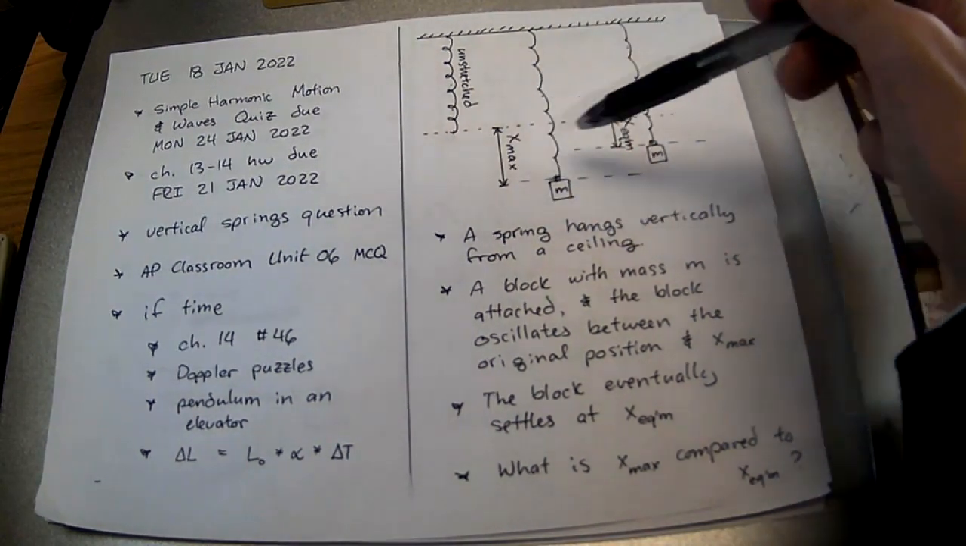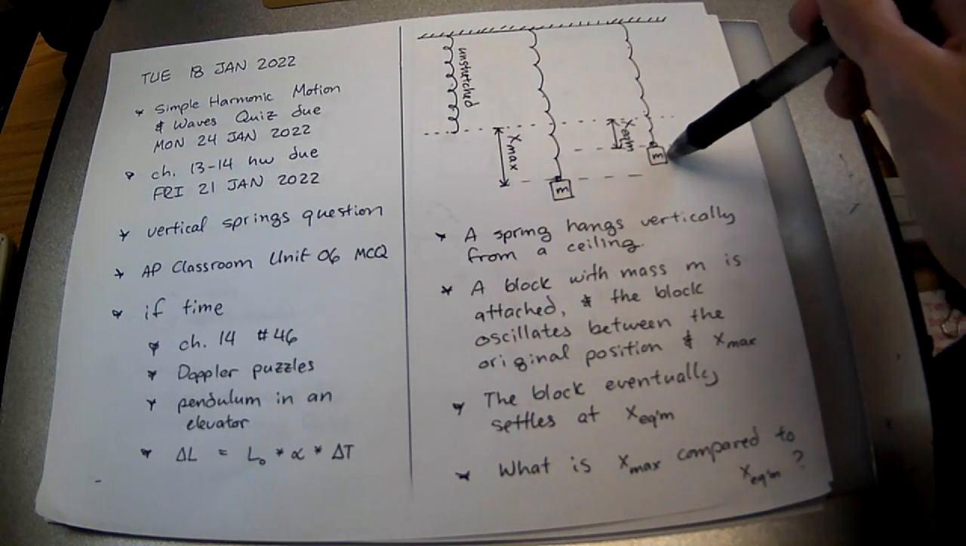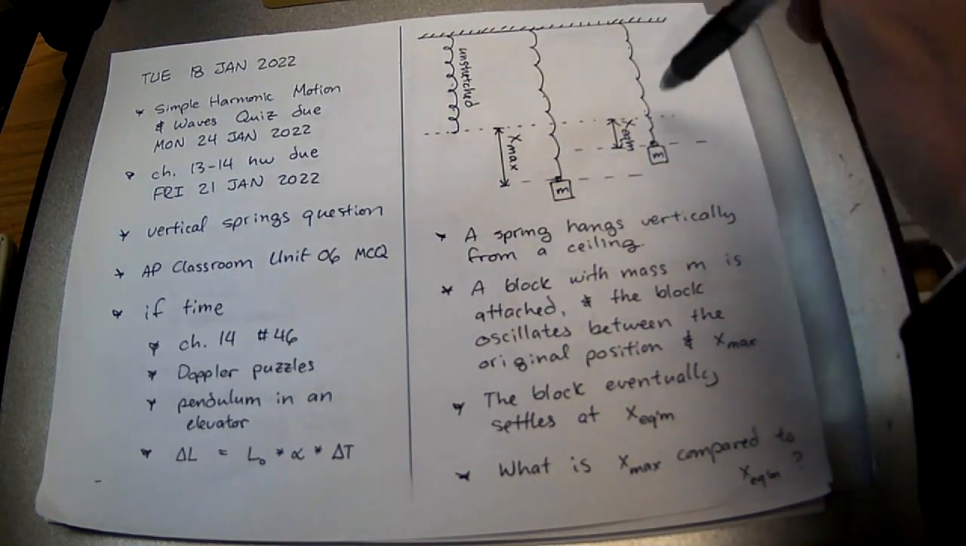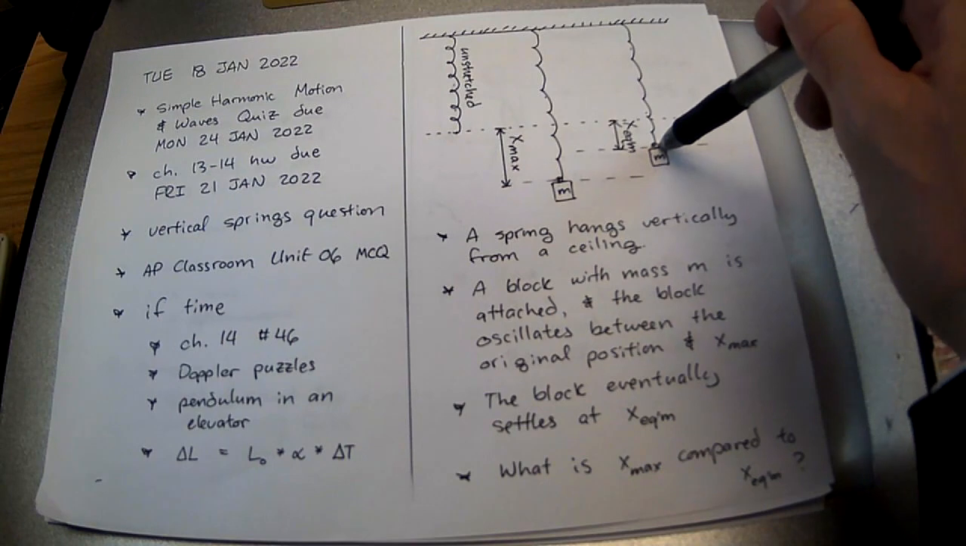But when it eventually settles to some equilibrium position, I want to use forces. We're going to set up a free body diagram, say the force up equals the force down, it balances out, zeroes out, and then solve it that way. All right, let's see where this is going.